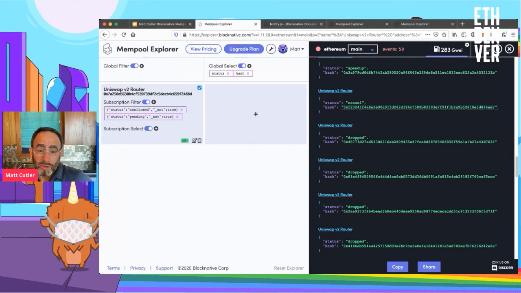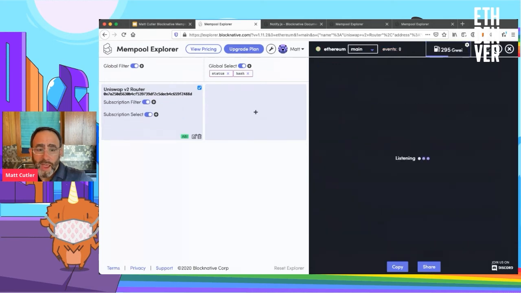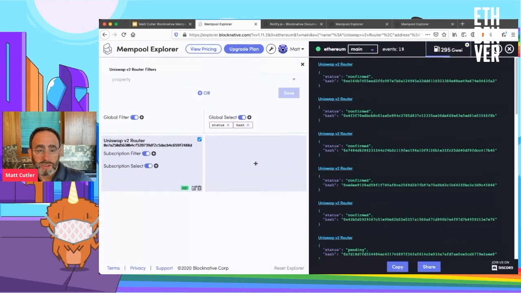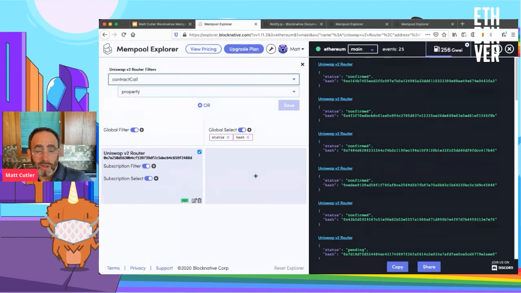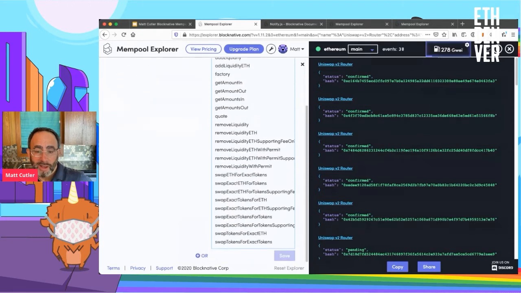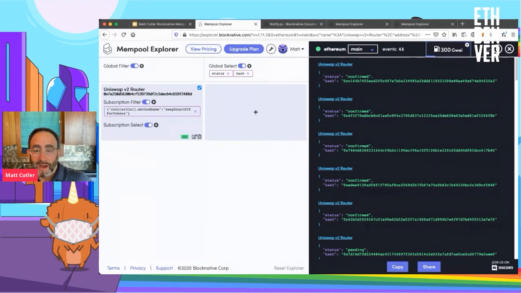Now, you can do all sorts of other really useful things when you're using this mempool primitive. So what I'm going to do is I'll clear both of these, right? And now what we can do, because we're decoding the ABI, is filter the subscription on specific contract calls. So I want to look at the contract call method name matches, and then look, here's all of the contents of the Uniswap v2 router ABI. So if I only want to know when someone is swapping exact ETH for tokens, I can put that in there, and then I can isolate this out.